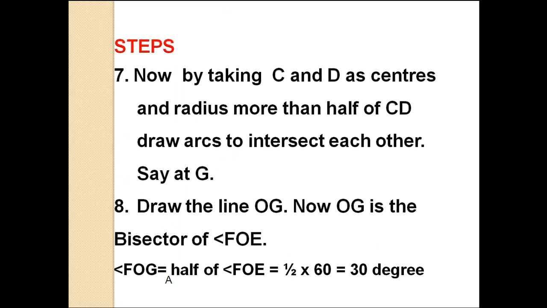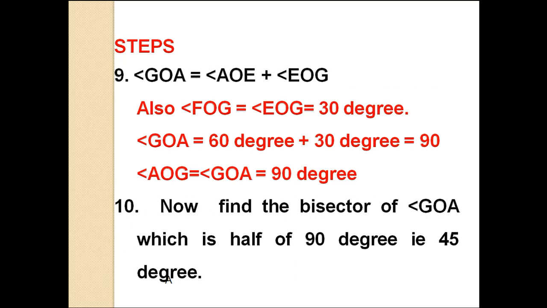Now, by taking C and D as centers and radius more than half of CD, draw arcs to intersect each other, say at G. Draw the line OG. Now, OG is the bisector of angle FOE. Angle FOG equals half of angle FOE, equals half into 60 degrees, that is 30 degrees.